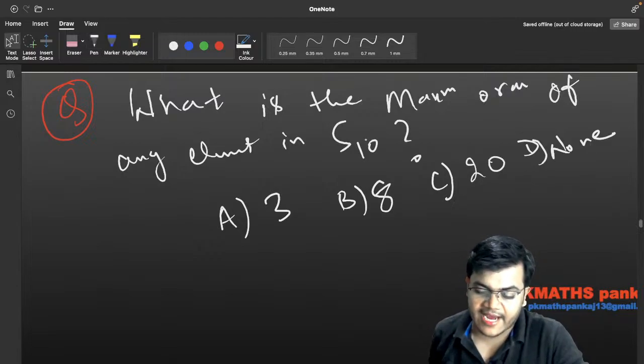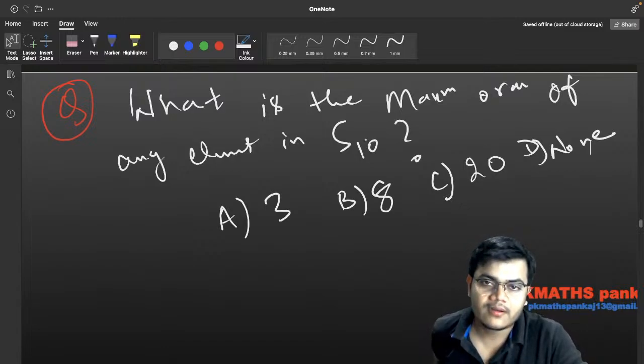Shubham ji is saying D is the right answer. So can you say what is the number of that order? Can you write the order?